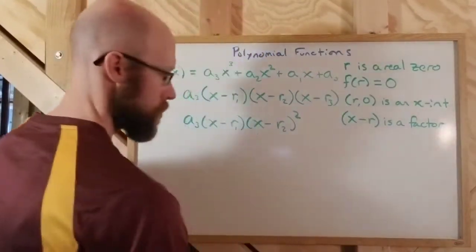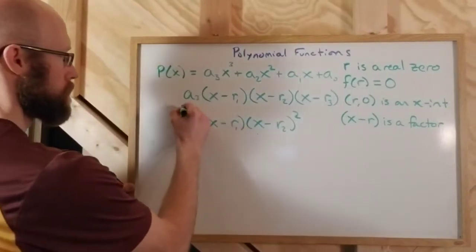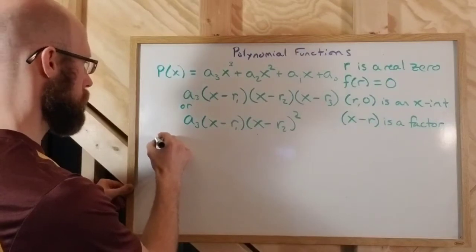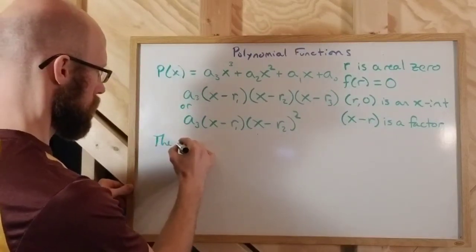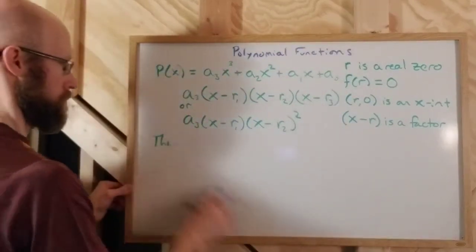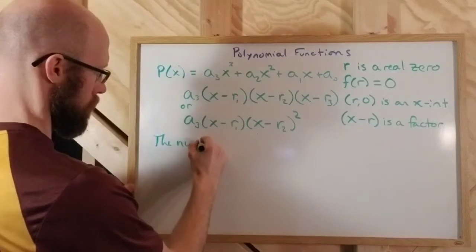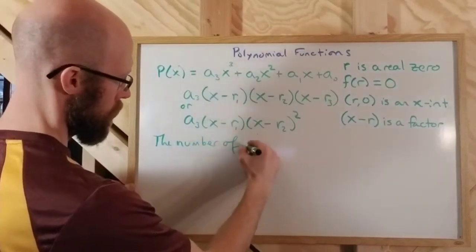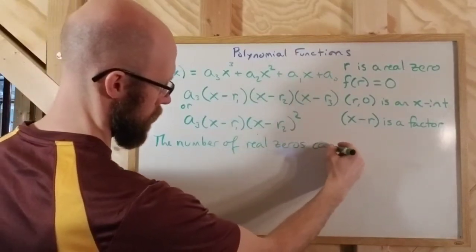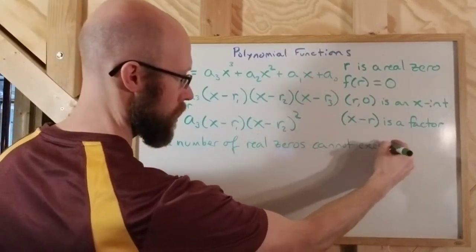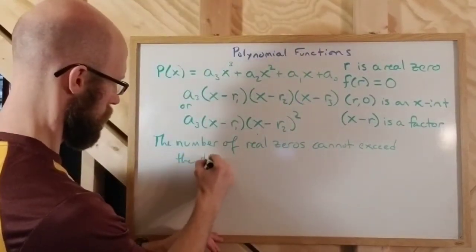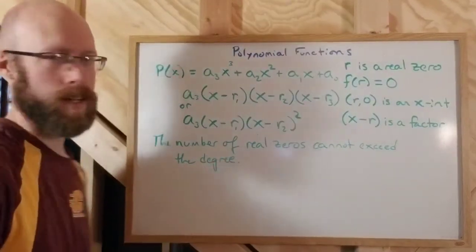Okay, so there's a principle here. These are possibilities. So the principle is that the number of real zeros cannot exceed the degree. Okay, it cannot exceed the degree.